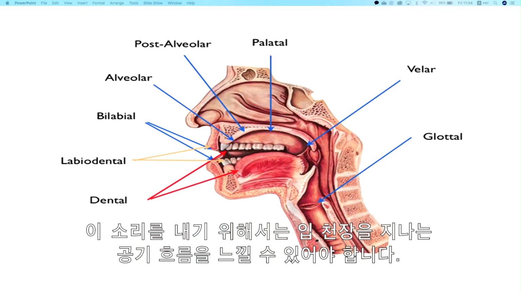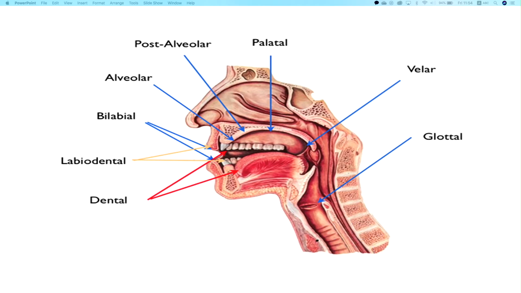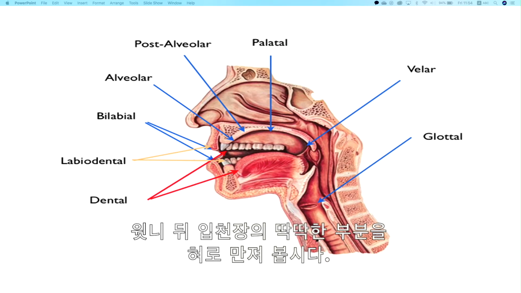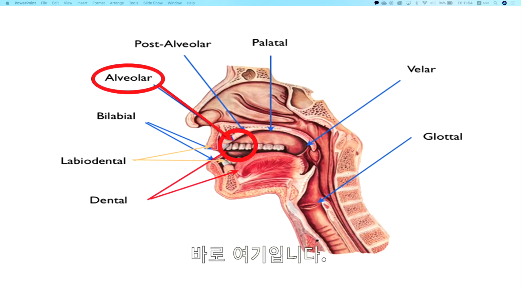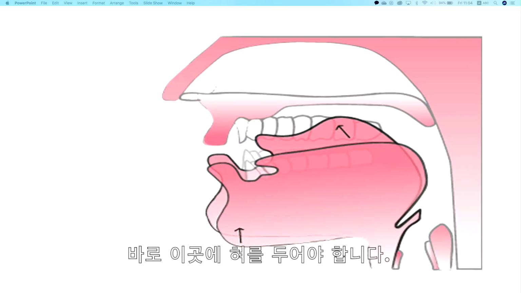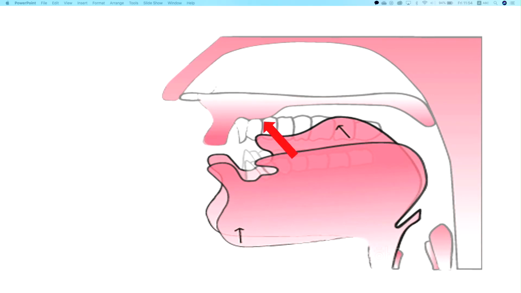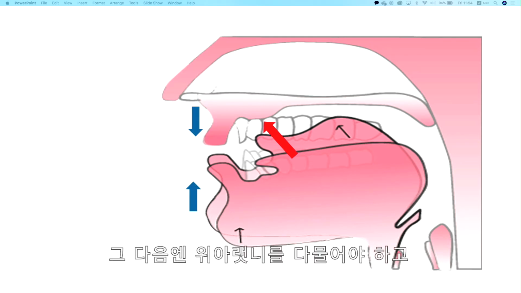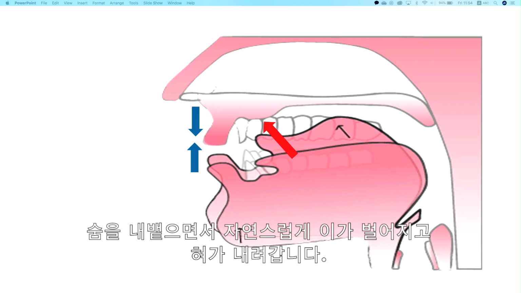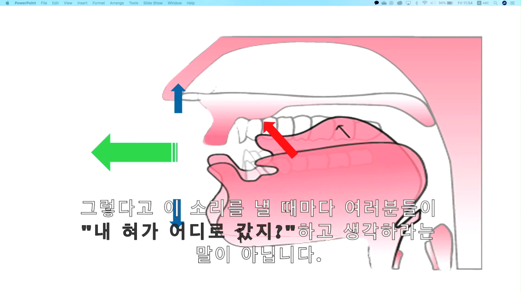For making this sound, you need to feel the airflow around the roof of your mouth. And try to touch the bump behind the back of your upper teeth with your tongue. Right here. So, we need to place our tongue at that point. And then your teeth come together. And then release the air as your teeth apart.